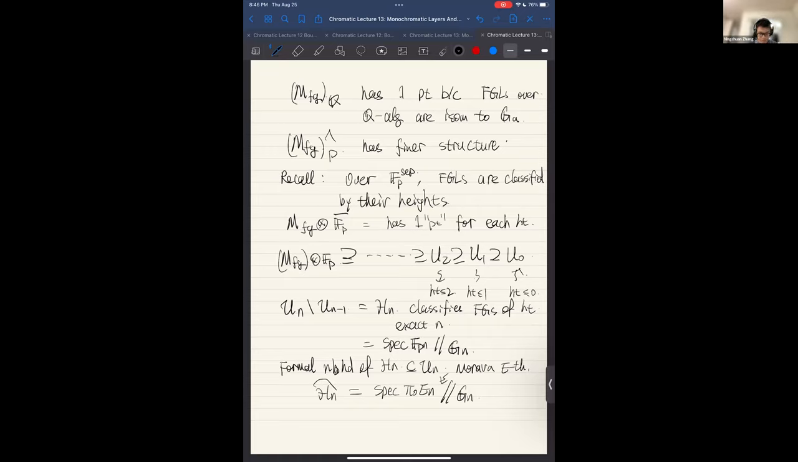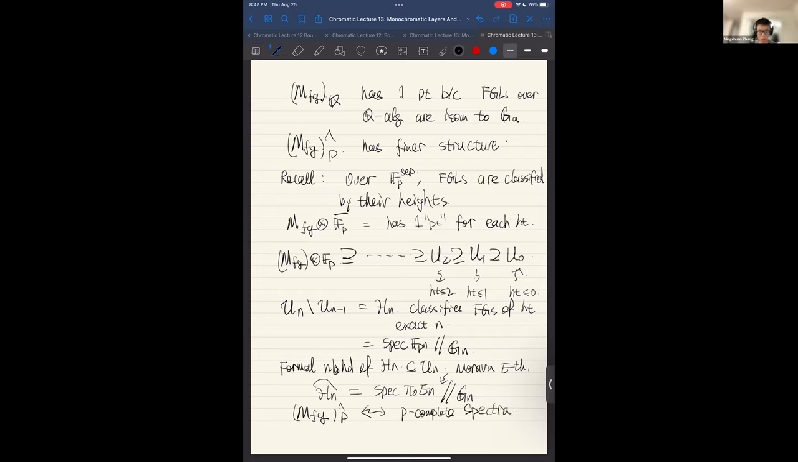So we want to say that this MFG localized at p, you should believe me, should correspond to the categorical p-complete spectra.